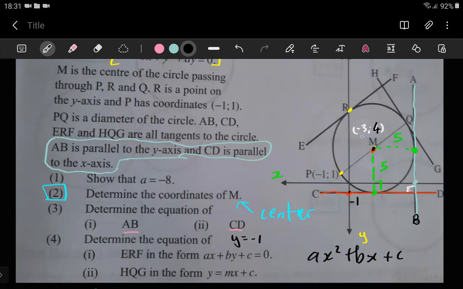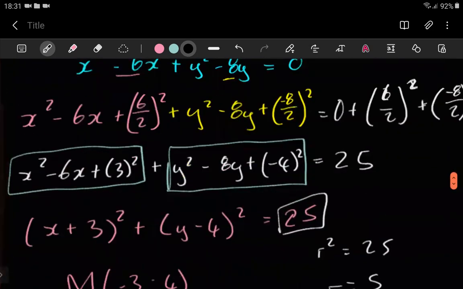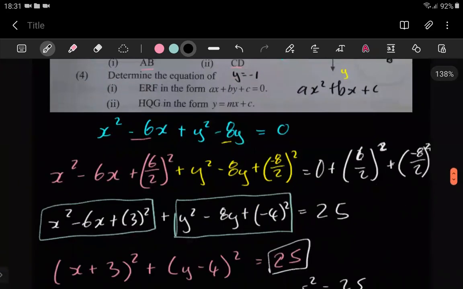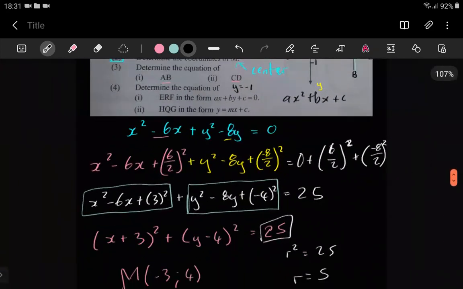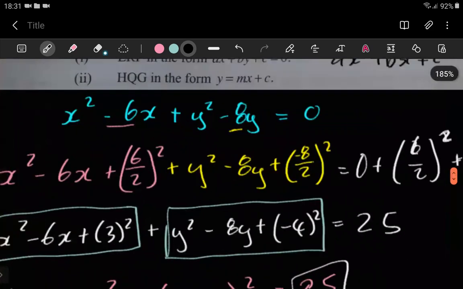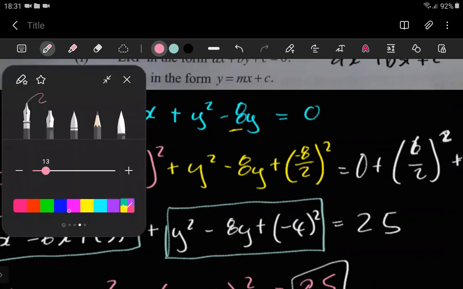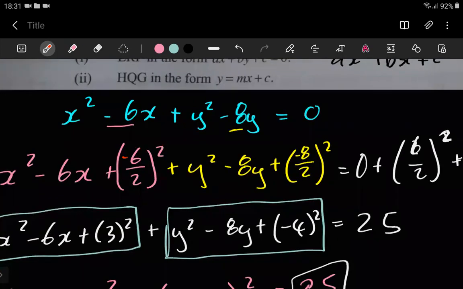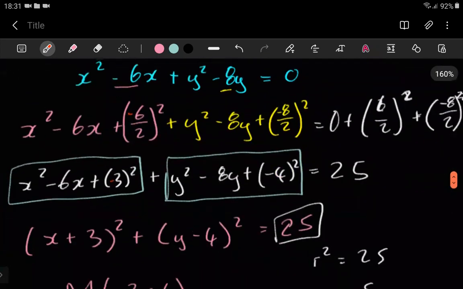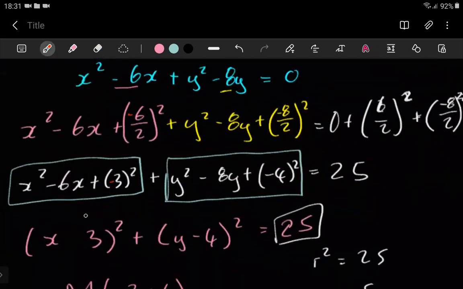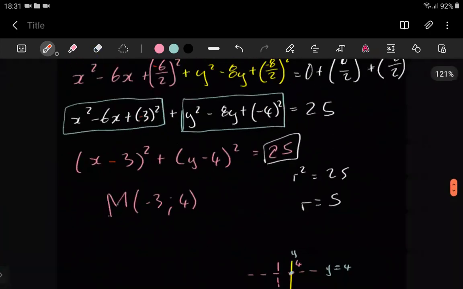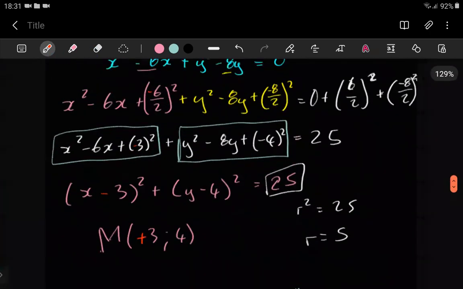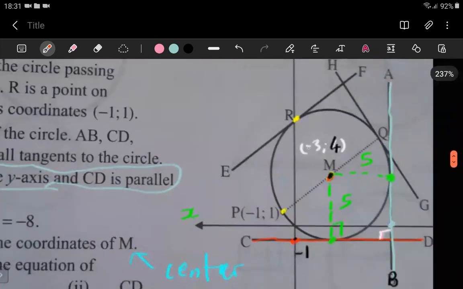Wait, hold on. This doesn't make sense though. Oh, there is the mistake. Let me just change this. This would be a -3. This would be a -3. And this would be a +3, because it's on the positive side. Oh my goodness, it's been there the whole time. But anyways, it's fine now.